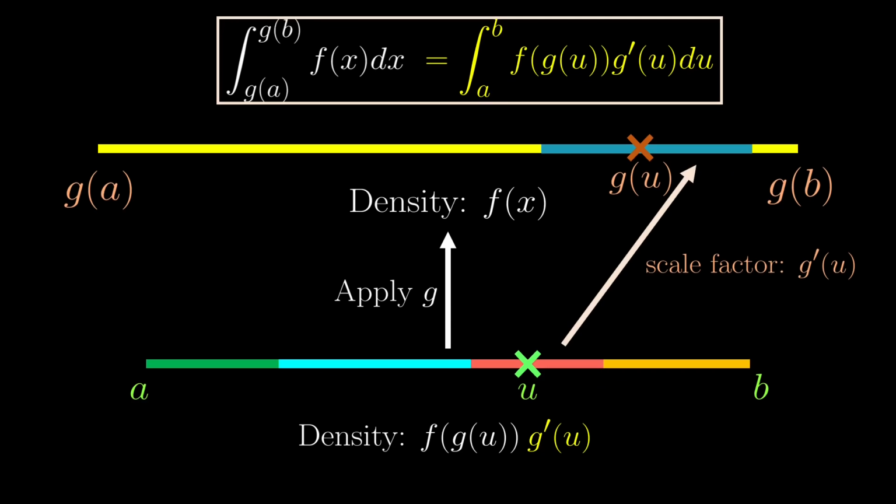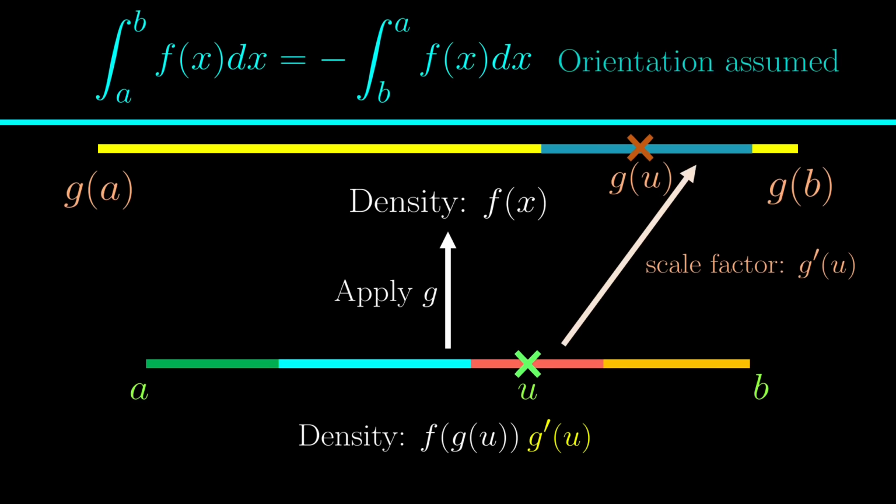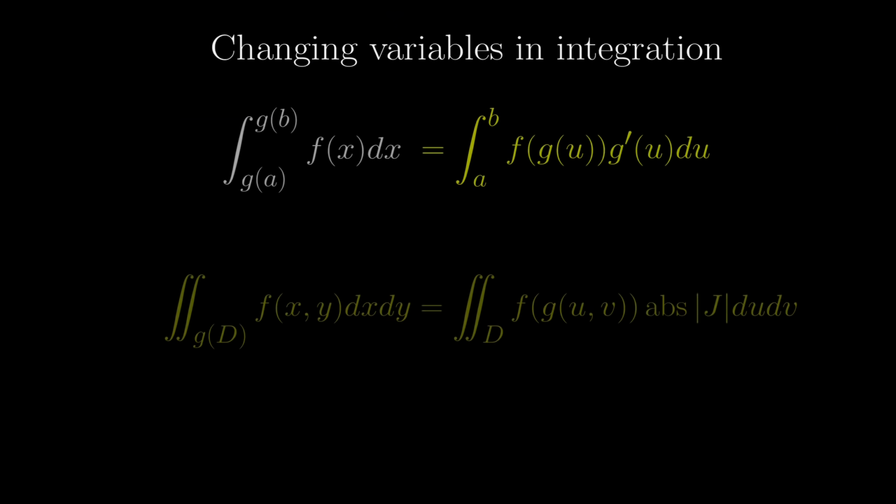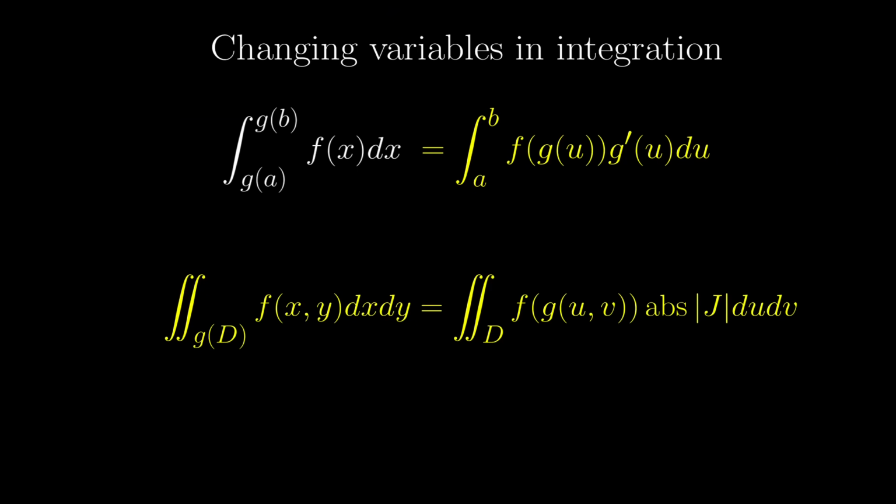Maybe you can flesh out the details in the comments below. Essentially, it hinges on the fact that orientations are built into one-dimensional integrals. So these two formulas can be used for changing variables with the additional requirement that G needs to be injective for the two-dimensional case.